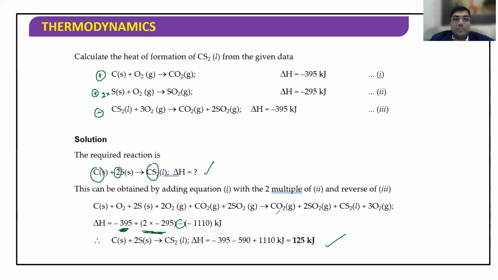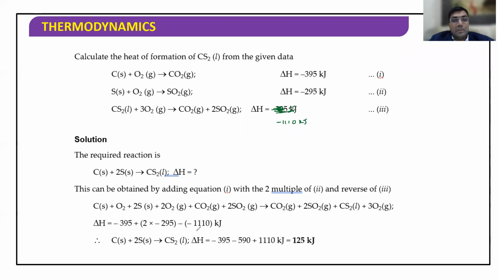Sir, here in the third equation, did they give the delta H value wrong? I think so. Yes, sir. Actually, this is minus 1110, is it so? Yes, sir, minus 1110. The mistake is given. So this value is repeated actually. This is minus 1110 kilojoules.